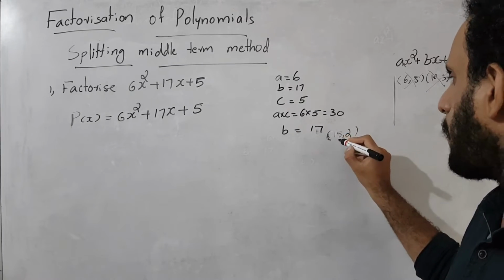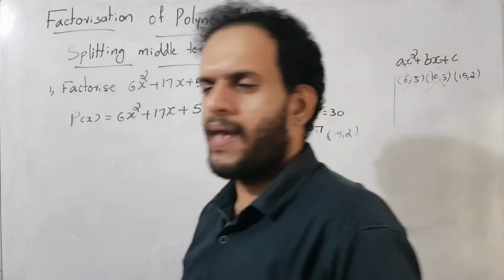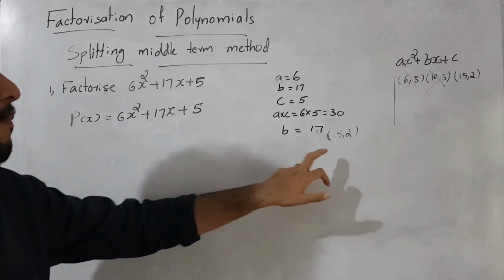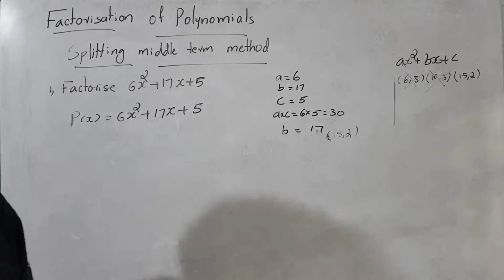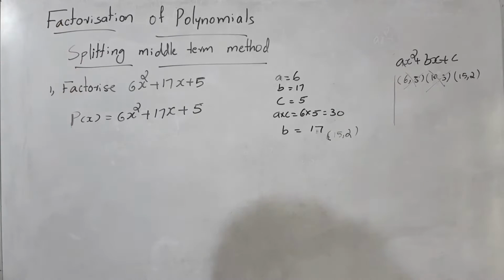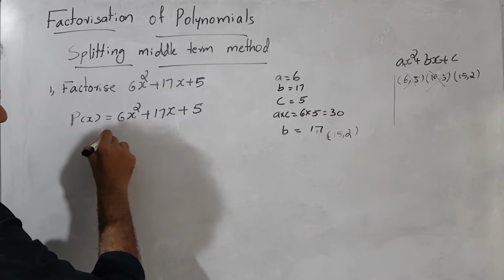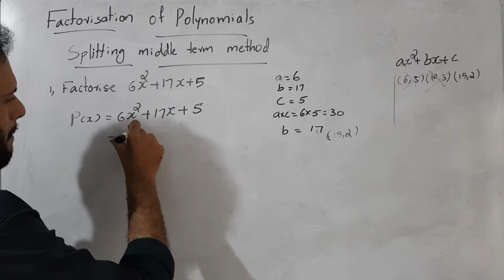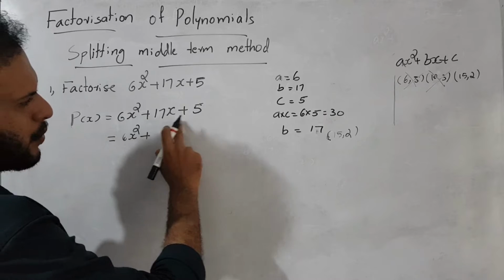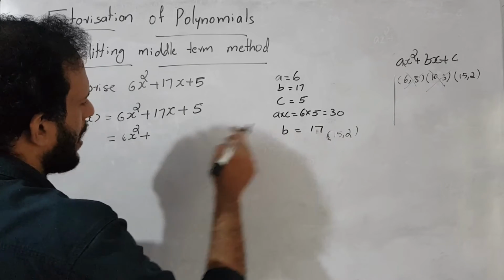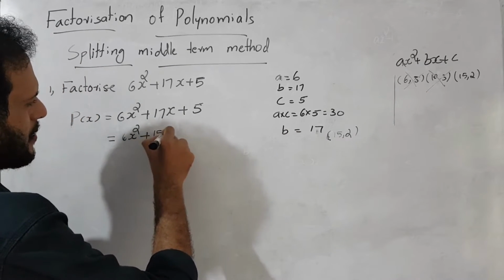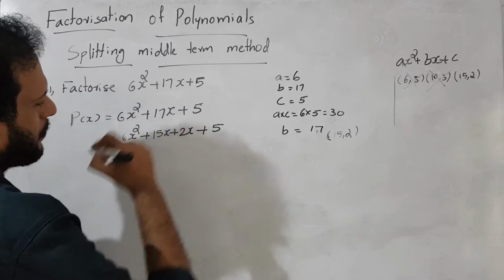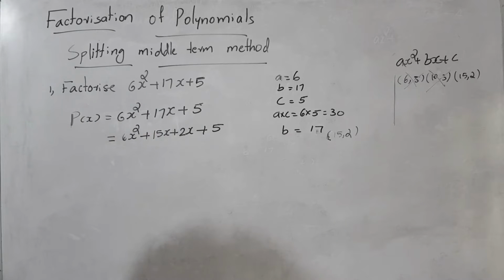Okay, then here that pair is 15 and 2. So next, in this polynomial we split the 17 as the sum of 15 and 2. That is the splitting middle term method. Okay, then it is equal to, next step, 6x square plus 17x. How to write? 15x plus 2x. 15x plus 2x plus 5. Okay, 15x plus 2x plus 5.